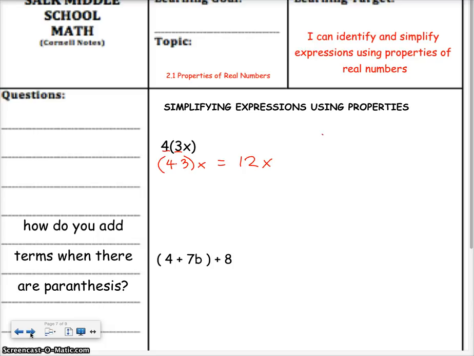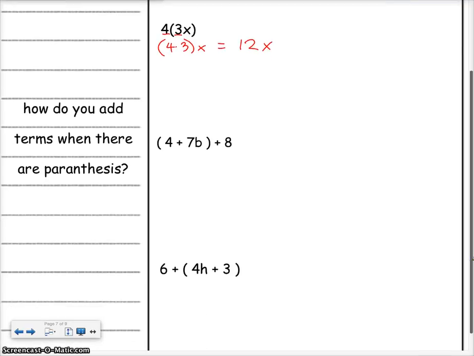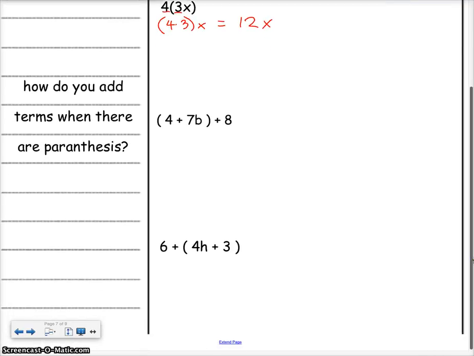Let me just do one more example. 2 times 5x would be 2 times 5 is 10, put the x at the end. But what you're really doing is applying the associative property. You're regrouping numbers. Okay, here, 4 plus 7b plus 8. And this is definitely one that I see on a MCA test question. And I'm pretty sure you'll have one like this on your test.